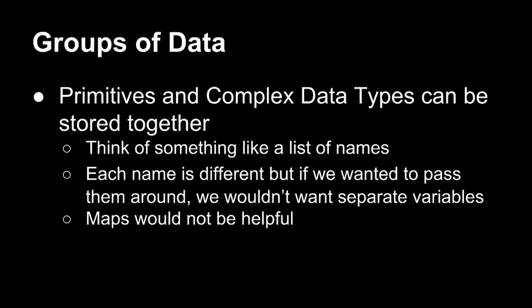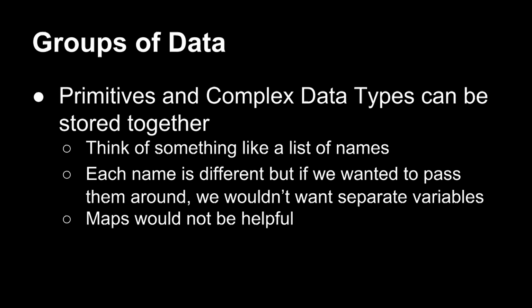So the whole concept here is that primitives and complex data types can be stored together. You can think of them as something like a list of names, where each name is different, but if we wanted to pass them around, we definitely wouldn't want separate variables. Now, imagine that instead of having these key value pair objects, I just had a list of names, right? So I had a class of students, 35 some odd students, and all I wanted to do was get all of their names, and I put all their names into a data structure.